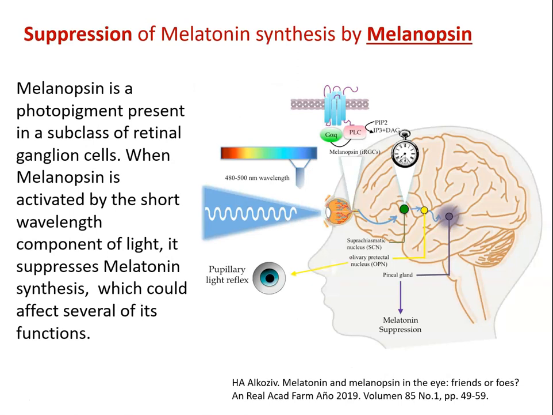Melatonin synthesis is actually controlled by something called melanopsin. Melanopsin is a photopigment present in a subclass of those retinal ganglion cells that are photoreactive. When melanopsin is activated by the short wavelength component of light, in other words, blue light, it suppresses melatonin synthesis, and that, of course, would affect the functions that are also connected to melatonin release.